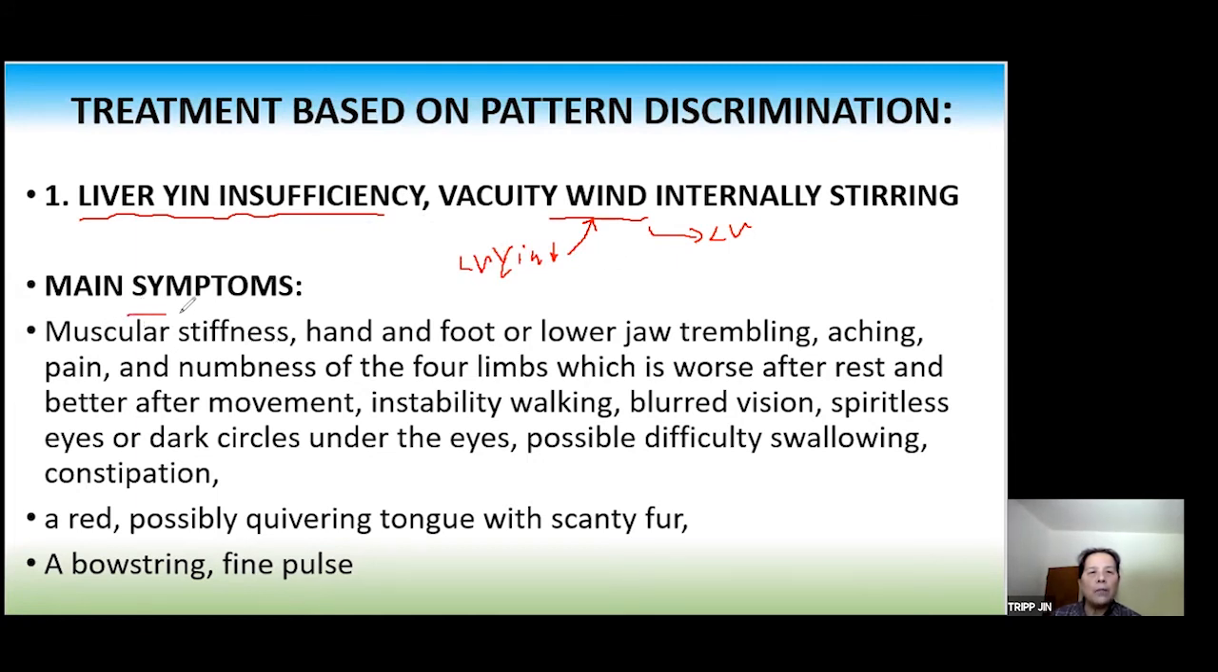The main symptoms are muscle stiffness, and tremor or trembling of the hands, feet, or lower limbs. The patient may possibly have some pain, and also possibly some numbness in the forelimbs. Generally speaking, symptoms are worse after rest and better after movement.